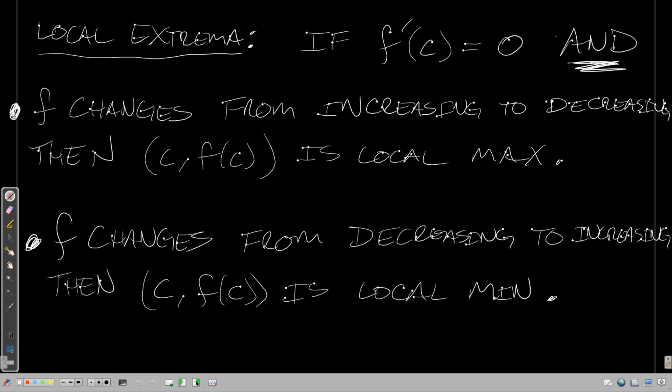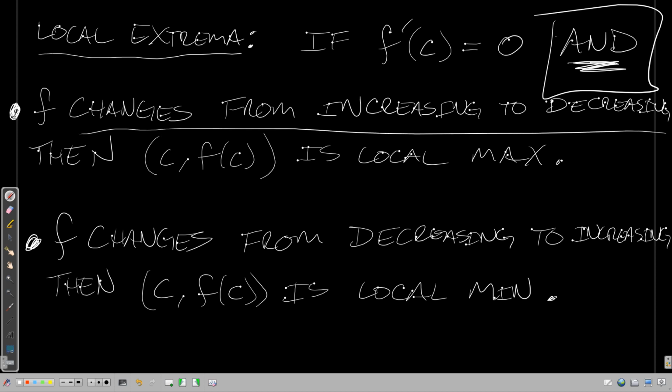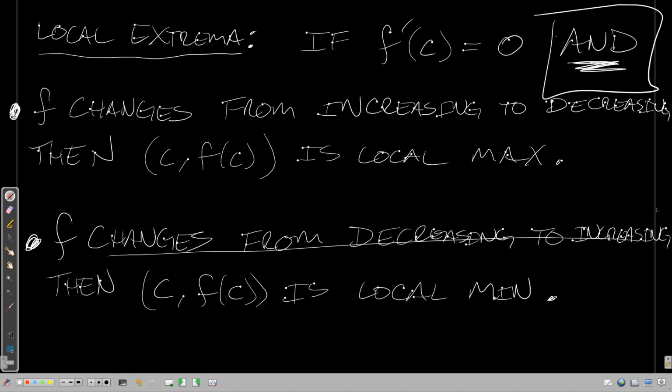If you want to talk about local extremes, then you need for your derivative to be zero at the critical value, and that it has to change from increasing to decreasing, or decreasing to increasing. Then you get one of the local extrema.